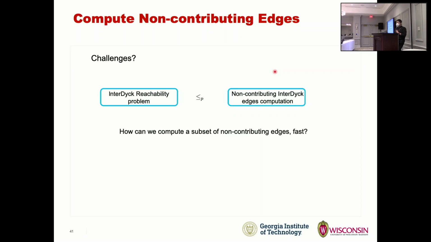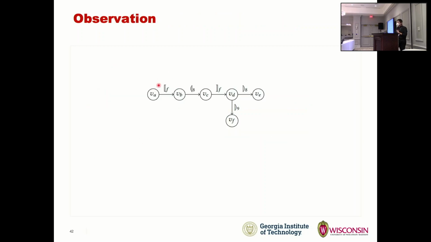The magic here is that, instead of computing all edges, we only compute a subset of non-contributing edges. In some sense, it's another way to state that it's an over-approximation, okay? But recall that the requirement is that we want to compute the subset fast, okay? Because if we solve it as a CFL-reachability problem, it will probably defeat the goal of graph simplification, because your algorithm may be as expensive as the original reachability algorithm. Okay, then let's take a look at why it is possible.